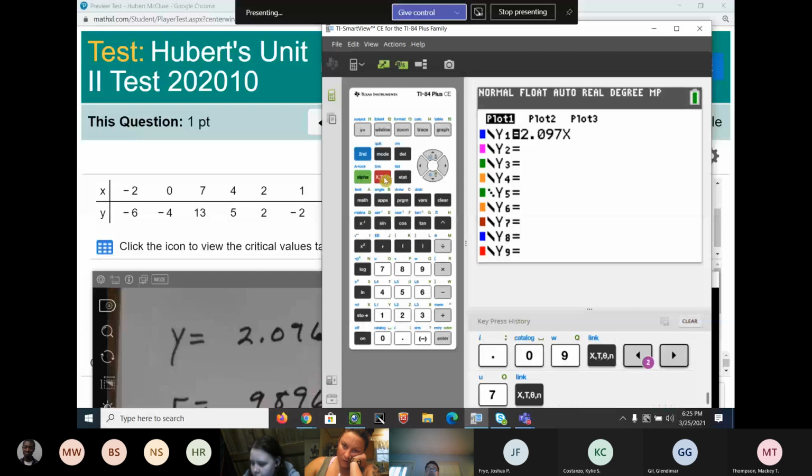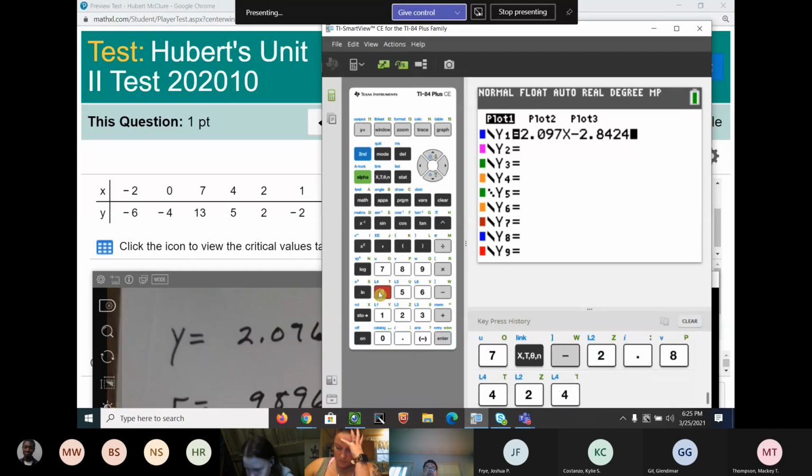X is that key right there. Plus or minus, what was it? Minus. Oh, it was 2.8424. 2.8424. And hit graph.